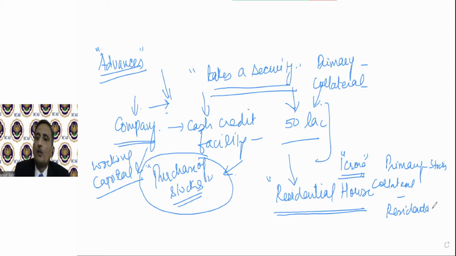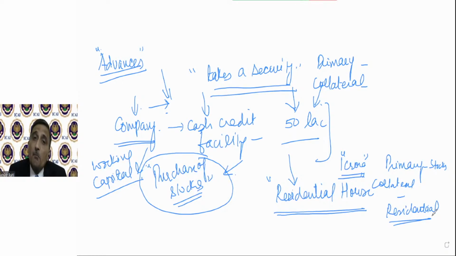Primary security is stock and collateral security is the residential house. Yes, others have also answered it correctly. All of you, Siddhant, Gaurav, all others. So the security against which funds have been lent by the banks is called primary security. And the security which is not primary security, which the bank has taken for meeting any eventuality, is known as collateral security. Like in this case, the primary security is stocks.